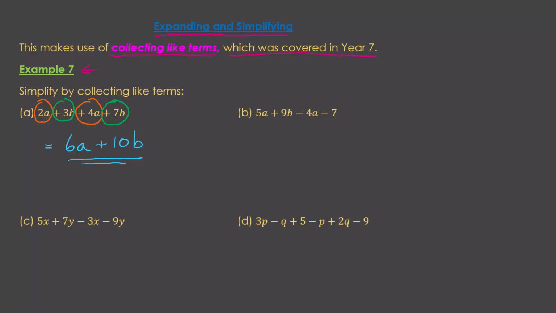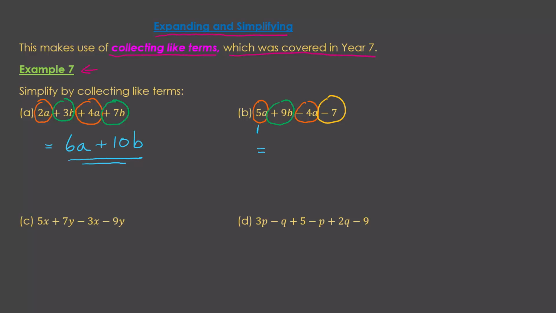Now let's do the same with the next example. I have some a's and I have some b's. I've also got just simply numbers. So I have three different types of objects here. Now the only ones that are actually like are the a's. So I can put those together.